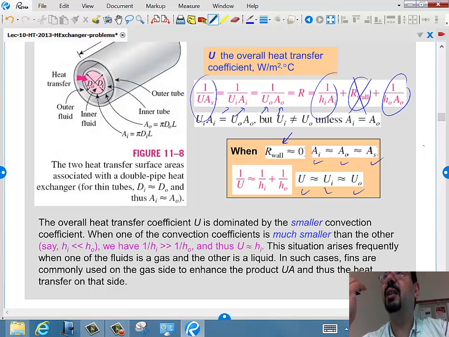But you should check, when you are given the overall heat transfer coefficient U, what area it was based on. Okay?